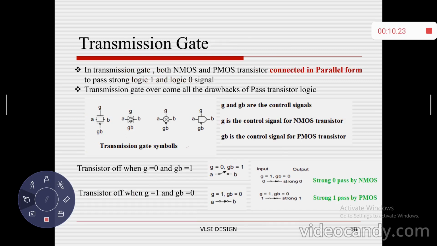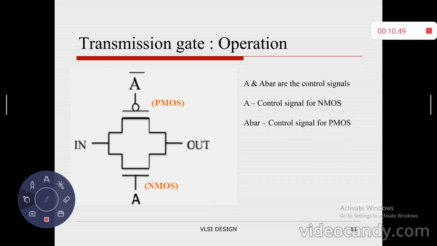Coming to transmission gate logic, the main drawback of pass transistor logic is that the NMOS transistor passes a weak 1 signal, and the PMOS transistor passes a weak 0 signal. To overcome that problem, we go with transmission gate logic. In transmission gate logic, the transistors are constructed so that both the PMOS transistor and the NMOS transistor are connected in parallel.